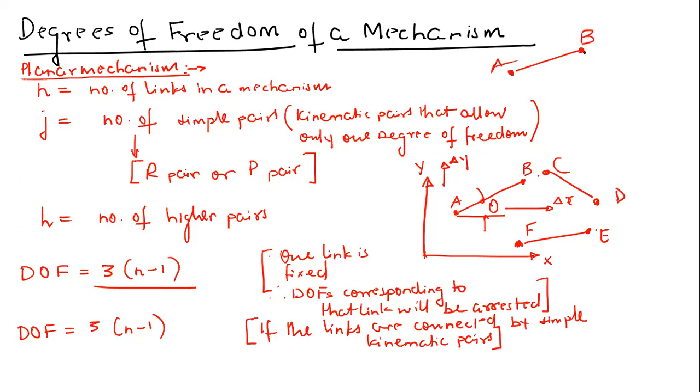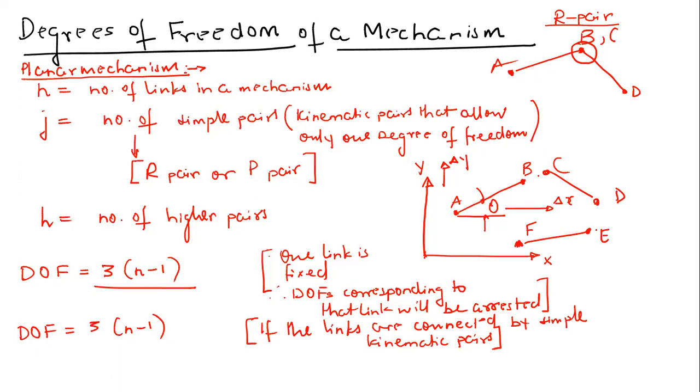Now let's say I connected these two links through a kinematic pair here, right? So just tell me how many degrees of freedom is going to be arrested if these two are connected by, let's say, a simple revolute pair or a prismatic pair. So right now in this case, let's say they are connected by a revolute pair. So how many degrees of freedom are allowed and how many degrees of freedom are arrested in this case?